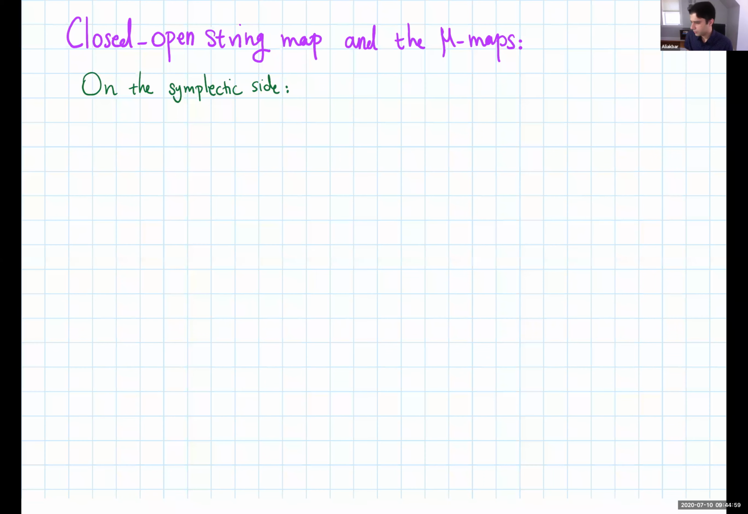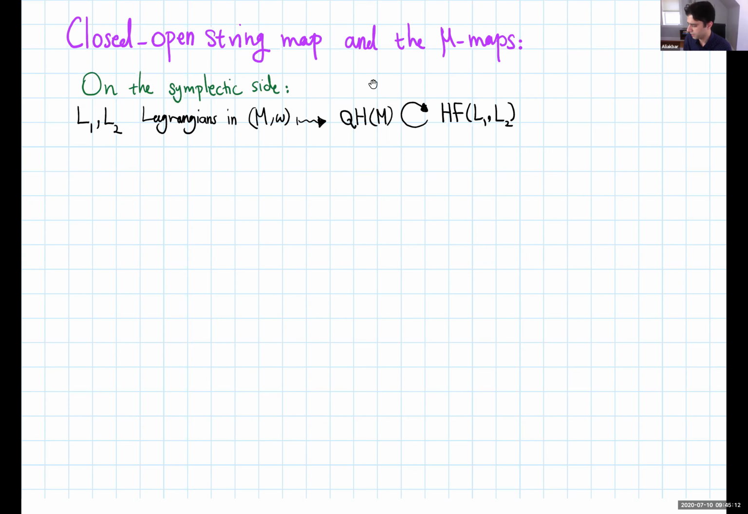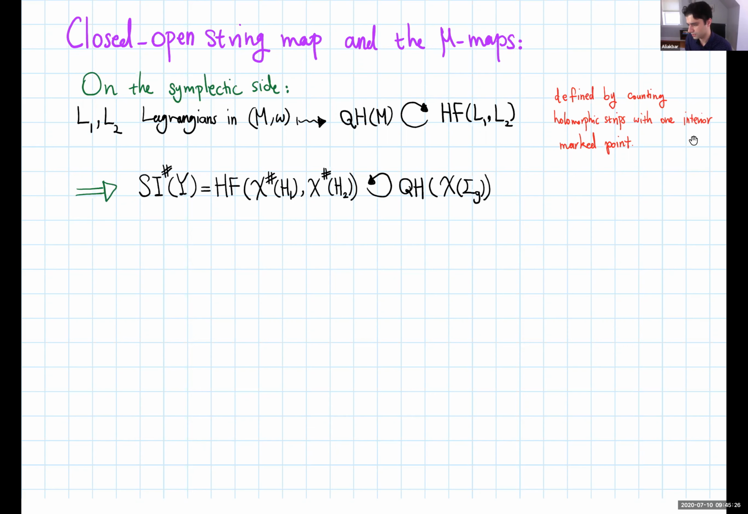So, okay, what do I want to say about the closed open string map here? On the symplectic side, if we have two Lagrangians in a symplectic manifold, then we have an action of the quantum homology and Floer homology of L1 and L2, which is defined by counting holomorphic strips with one interior marked point. So in particular, in this case, we would get an action of the quantum homology of our character variety on symplectic instanton homology of Y.